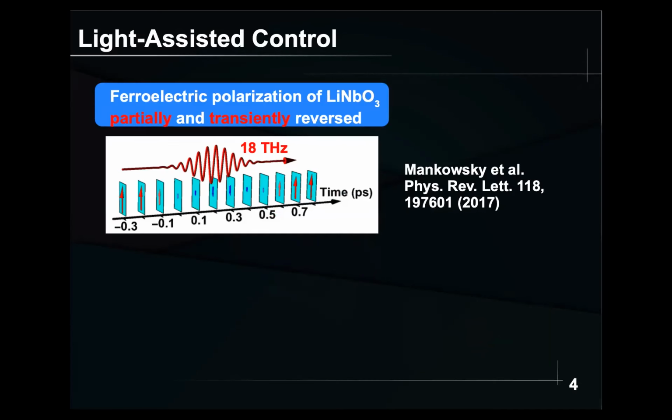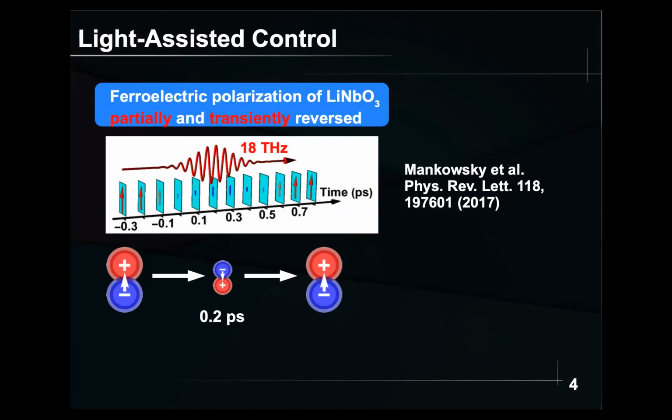One of the most promising experimental advances is from Professor Calaveri's group in 2017. What they found is the following. The initial polarization is pointing upwards, and they shot an 18 terahertz laser pulse with a pulse duration of about 150 femtoseconds. During the laser pulse, they found that the dipole moment is reversed. But you can see that the amplitude of polarization is smaller than its initial value, and this reversal only exists for 0.2 picoseconds. After the laser pulse died out, the polarization recovered. They call it partial and transient reversal of the polarization.